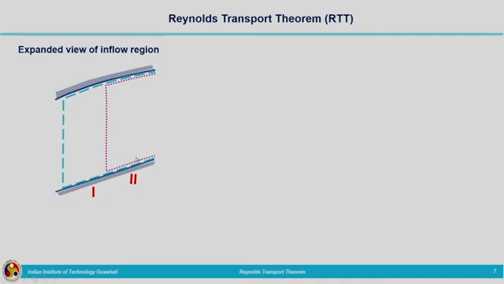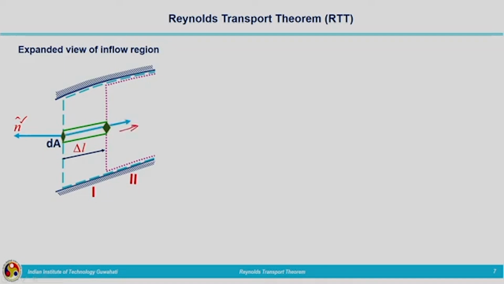Within region 1 we are going to consider an elemental volume having a cross sectional area dA and length delta L. Now, in a similar way to what we did for the outflow region, we have the direction vector corresponding to area dA in the outward direction, marked by this unit vector n, and the velocity direction is along the flow direction.